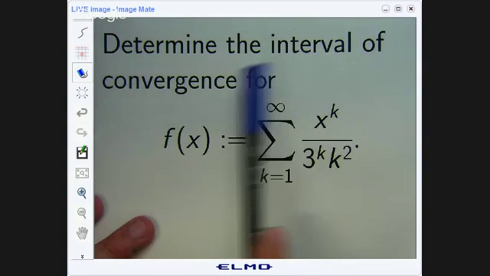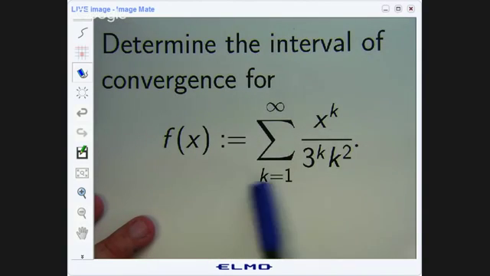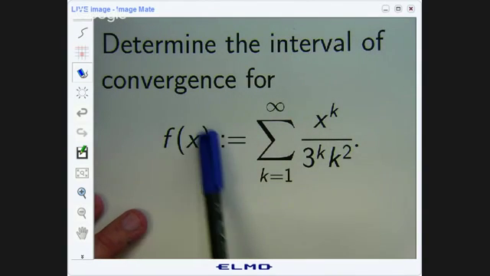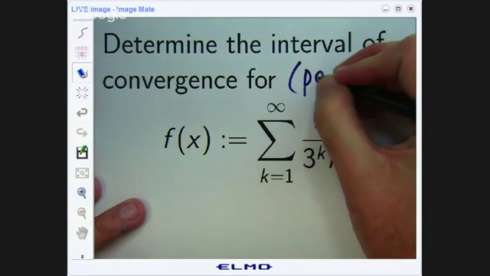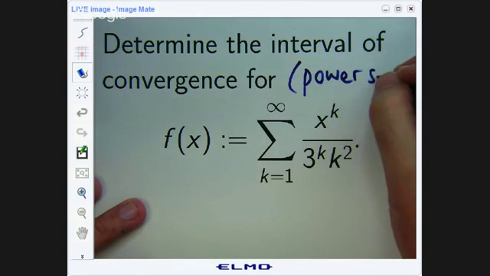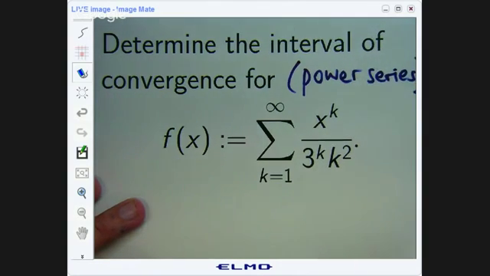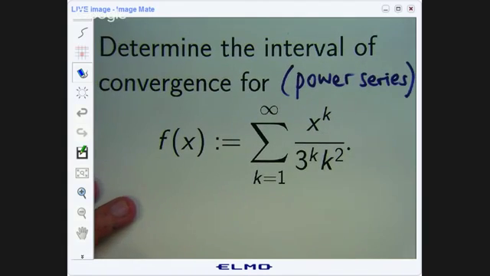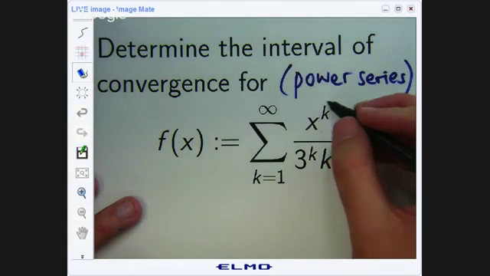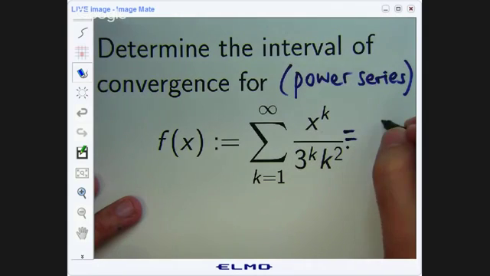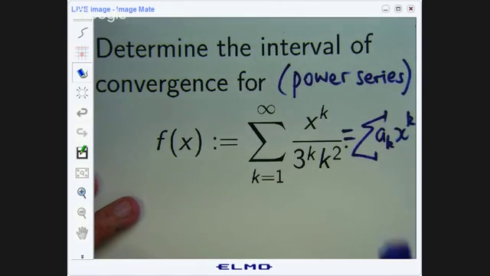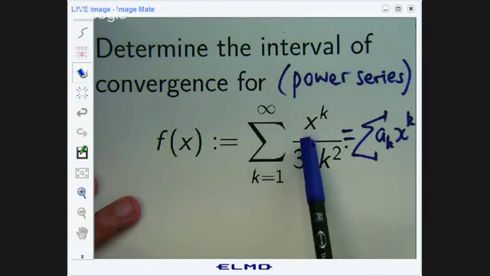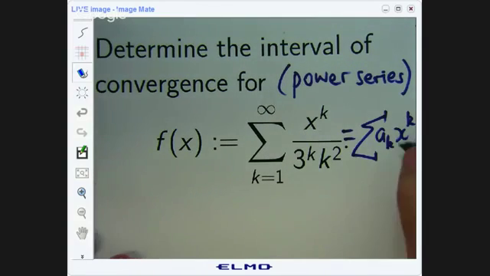We're asked to determine the interval of convergence for this power series here. And I'll put the function here, just defining the function for a particular reason. So first of all, this is a special kind of series called a power series. It involves powers of x. And in particular, you can write this as a sub k times x to the k. All right? So a sub k here would be 1 on 3 to the k times k squared.